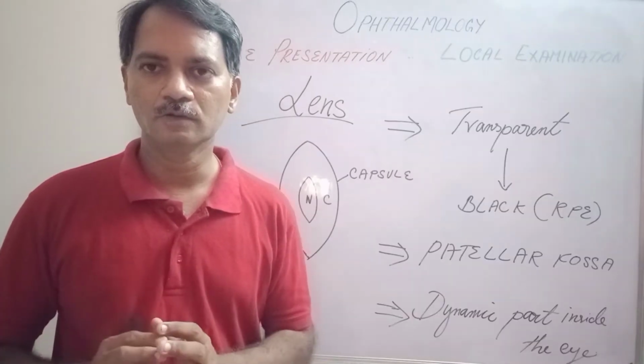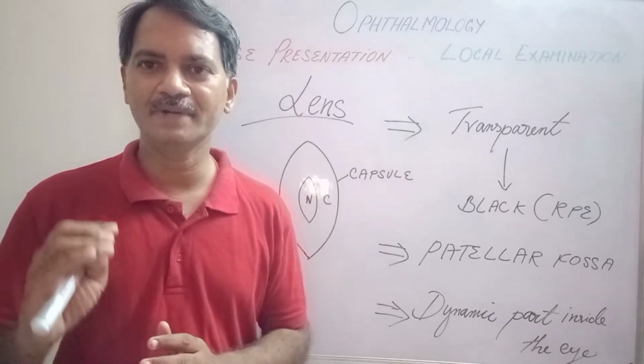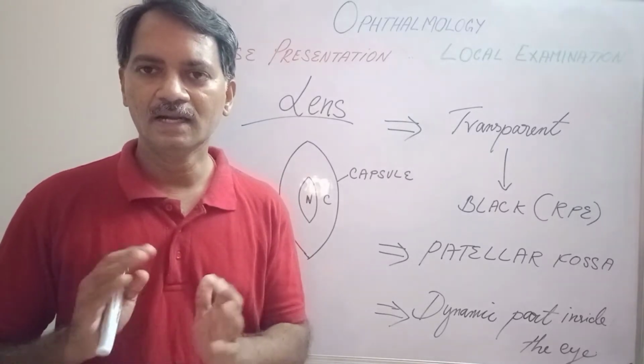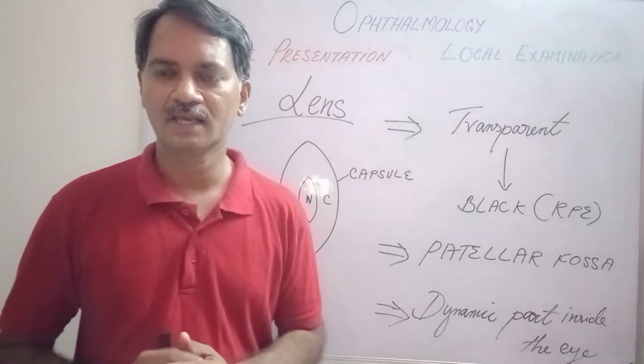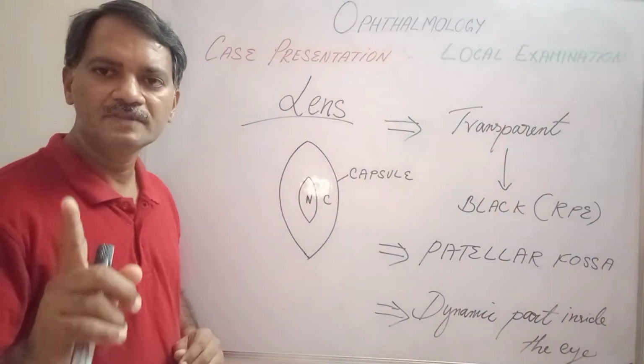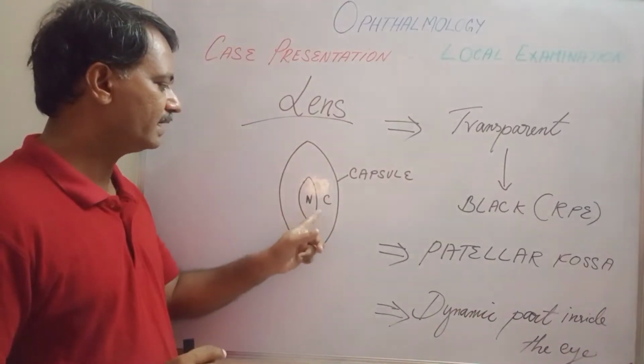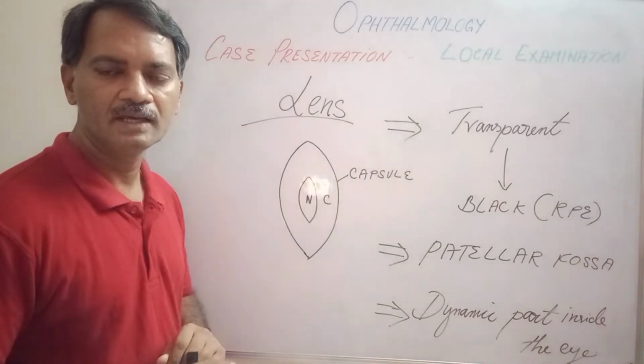Today's topic is examination of the lens. Before going to learn about what are the things to be examined in the lens, let us learn some basics. A lens is a biconvex structure made up of three parts: the outer capsule, inner nucleus and the middle cortex.